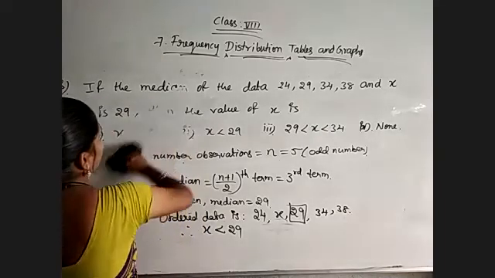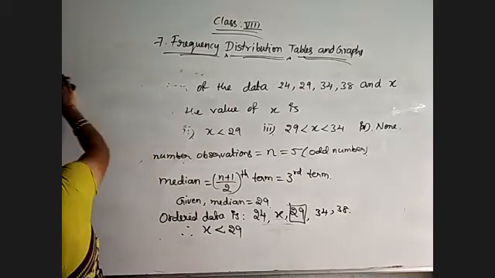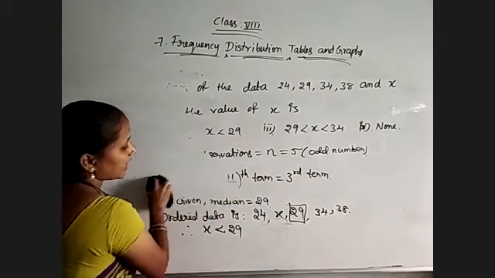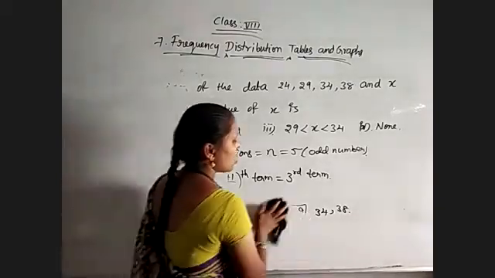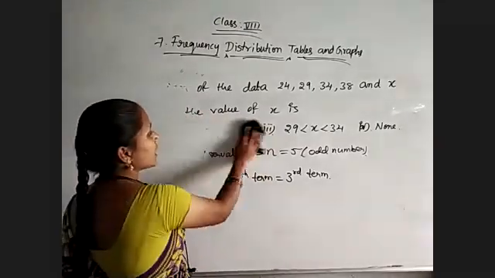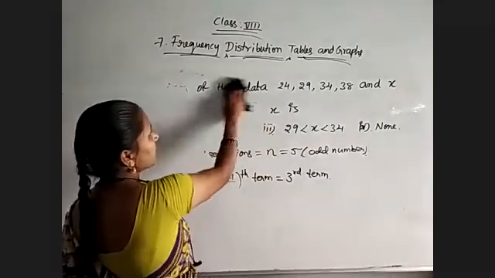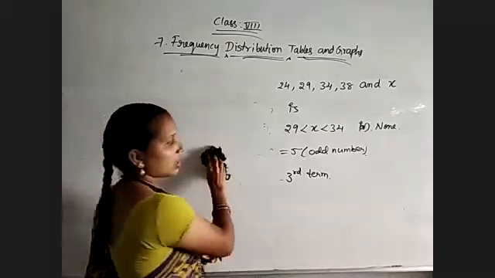Now coming to the next type of representation of data, that is mode. We have finished mean and median. Mean depends on both the number of observations as well as the value of each observation, whereas median depends on the number of observations and only the middle value of the observations.